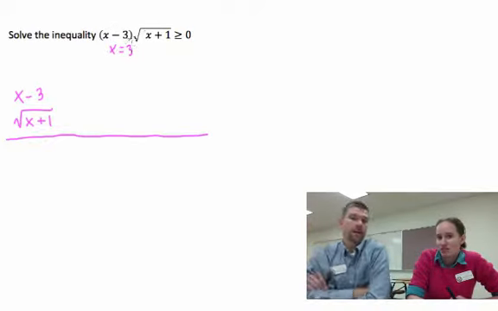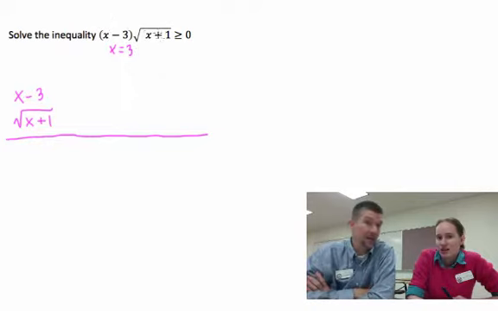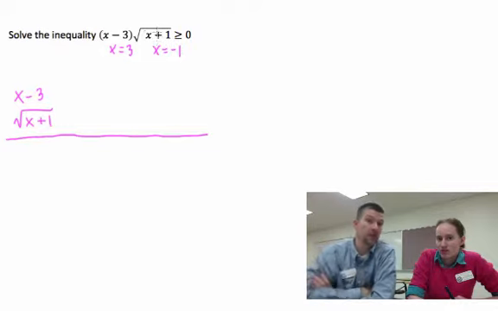x equals 3 would be our zero here. And then x equals negative 1, because that is where we get 0 in the denominator, underneath the square root, under the radical.